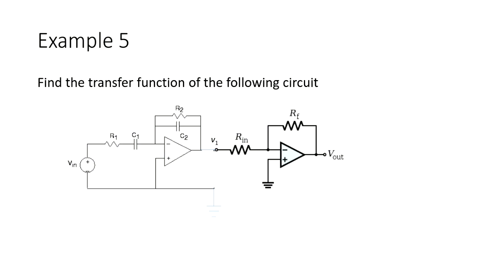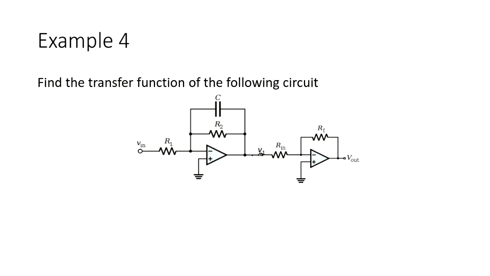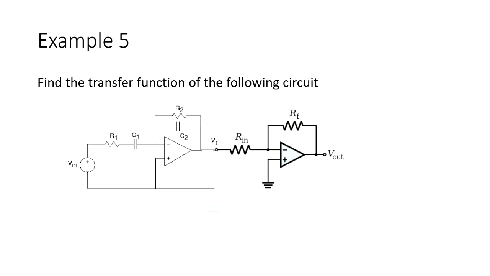Now, if you look at this, this is similar. The only difference is this one is just R1, while here it is going to be R1 and C1. So all the other steps are the same. So maybe I will allow you to solve this as an exercise. Is that okay?